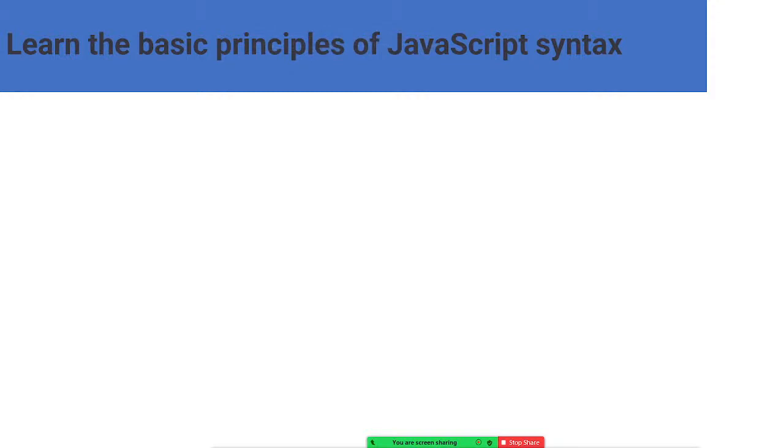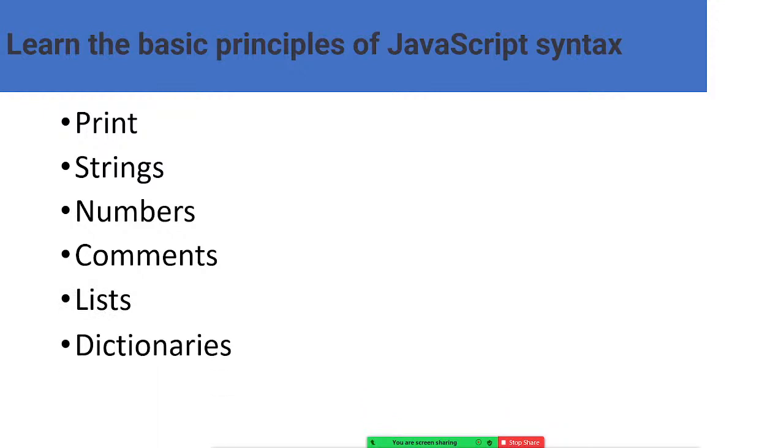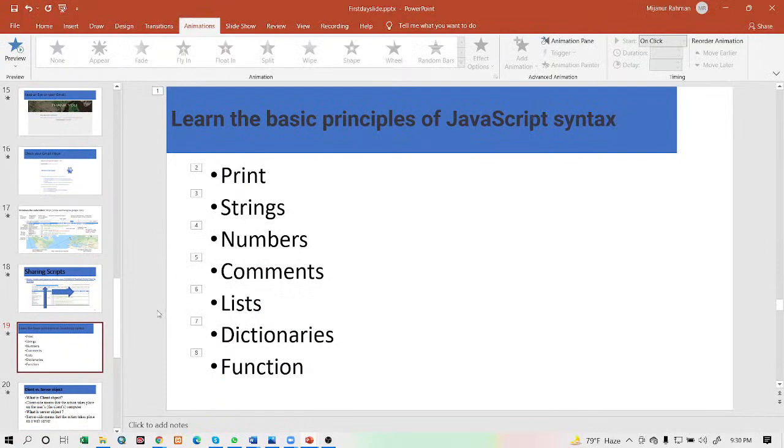Then we also learned about some basic principles of JavaScript syntax. That's why we will use the JavaScript API, Google Earth Engine API. So we need to know the basic principles of JavaScript syntax, and we will cover the JavaScript syntax so that you can easily understand all of these functions of JavaScript. Okay, so mainly we cover print, string, numbers, comment, list, dictionary, function. Okay, we also try to show you practically so that you can easily understand.